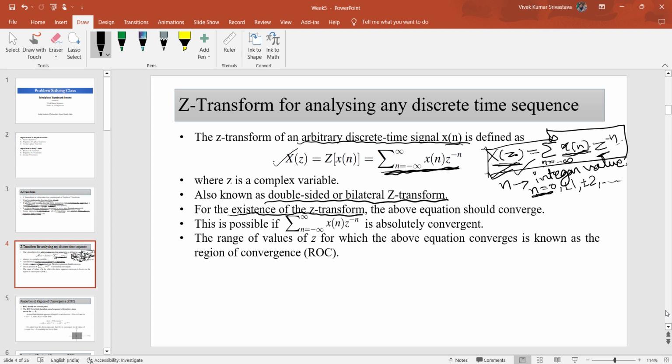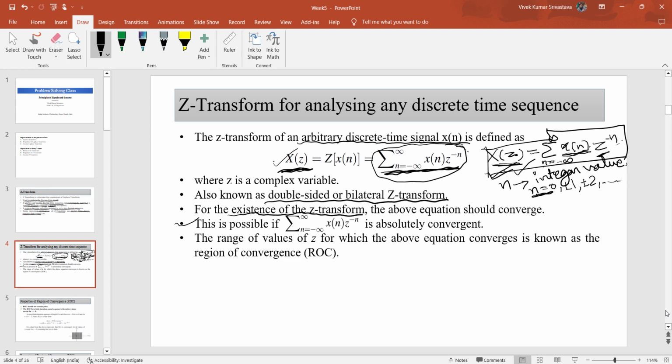Okay, and suppose this summation expression does not converge, then in that case we cannot define the z transform of that signal. So it is important that for evaluating the z transform of any signal, this summation term should converge. Only then can we evaluate the z transform of any signal. This is basically the most important property.